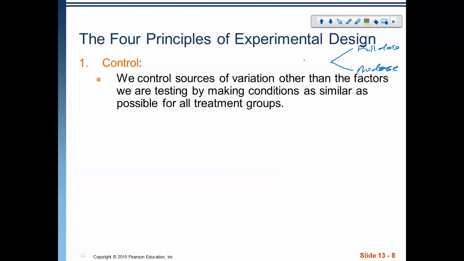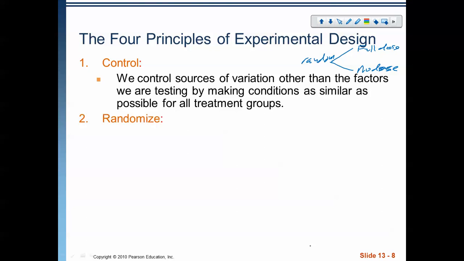Part of that is going to be solved by randomly assigning people. But the other part of that is whenever we're doing an experiment, we have to control these outside sources of variation. Other factors that might affect the results, we have to control them and make sure they're the same for every treatment.